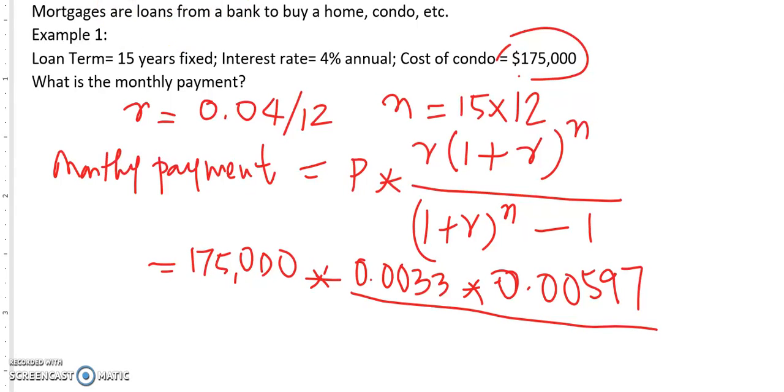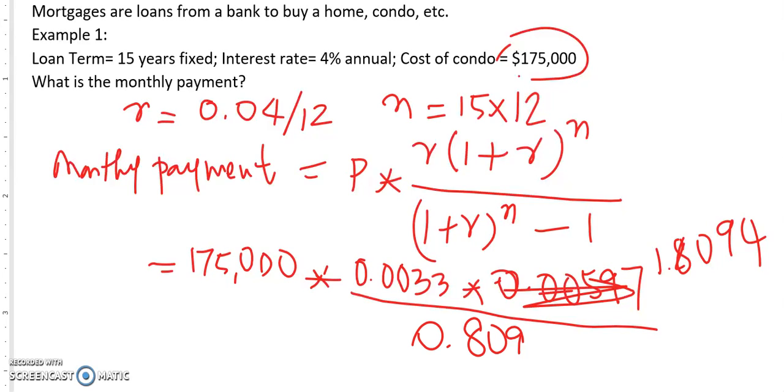I'm going to stop this for a second. Actually, this is not this. This is actually 1 plus R whole power n, and I'm getting 1.8094. Then this 1.8094 minus 1 will be 0.8094. This is what I get.